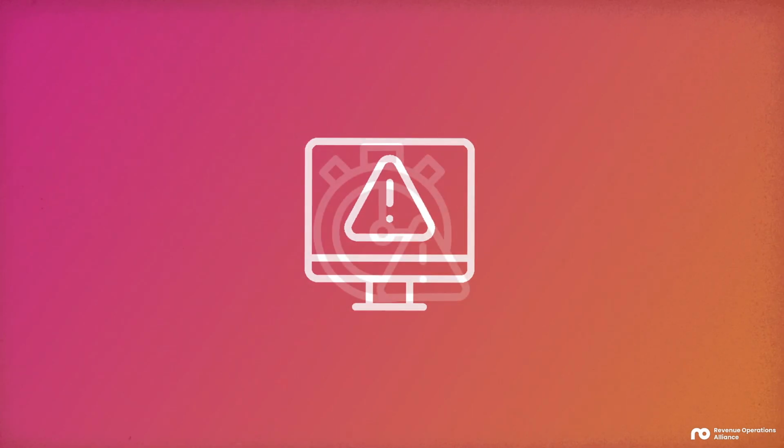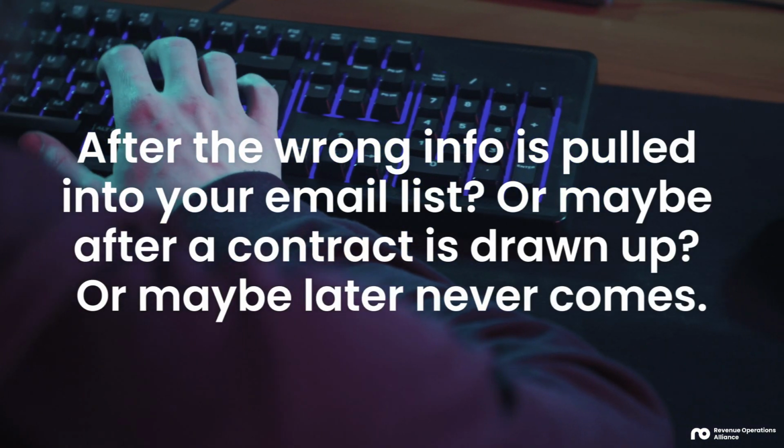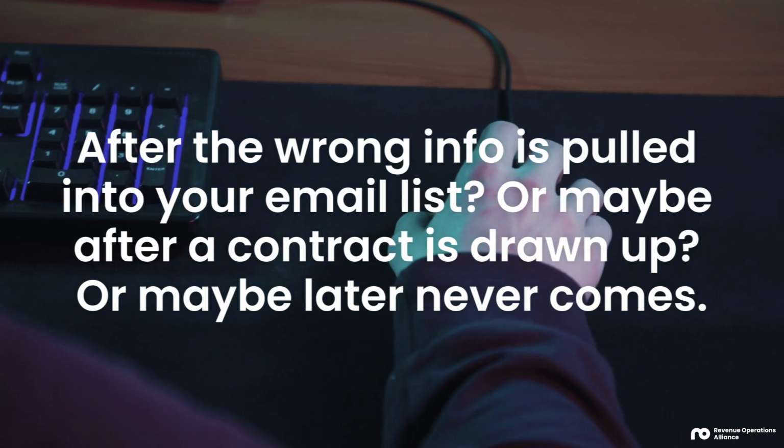Imagine this, a sales rep logs into your CRM database and types in a new client's information manually. In a rush, the rep makes a few typos. No worries, they can fix it later. But when is later, exactly? After the wrong email is pulled into your email list, or maybe after a contract is drawn up, or maybe later never comes. This is a nightmare for many RevOps professionals.